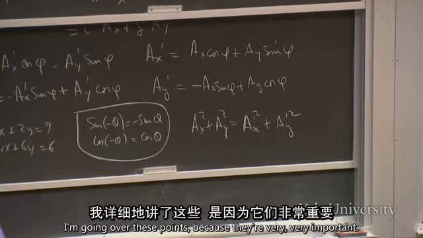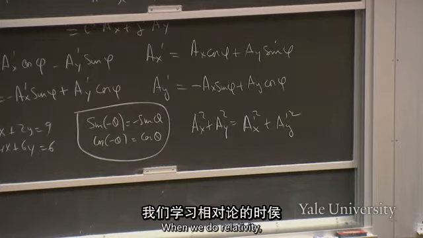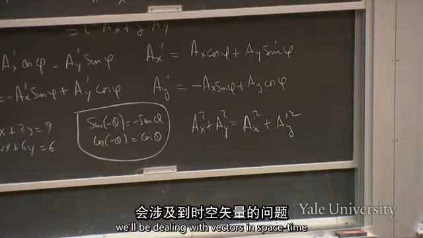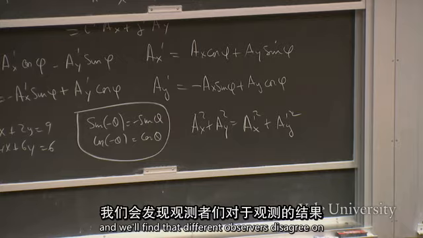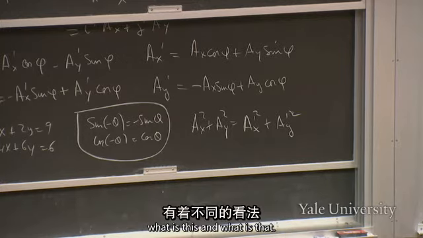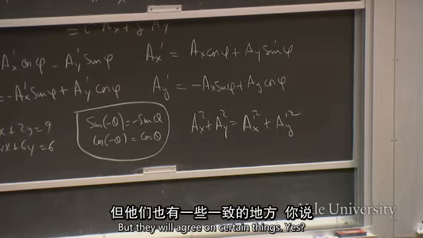Now, I'm going over these points because they're very, very important. When we do relativity, we'll be dealing with vectors in space-time, and there we'll find that different observers disagree on what is this and what is that, but they will agree on certain things.